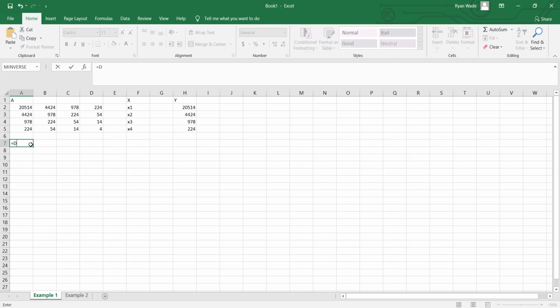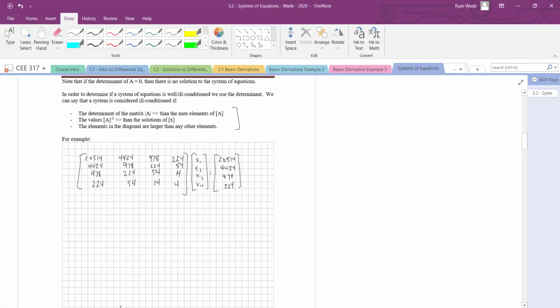So when using Excel, we can either type in the formula if we know it. In this case, it's MDETERM. We select our array, and then we hit enter, and we get out that the determinant is 144. So I'm going to go back and write that. All right, so we've calculated the determinant using Excel.